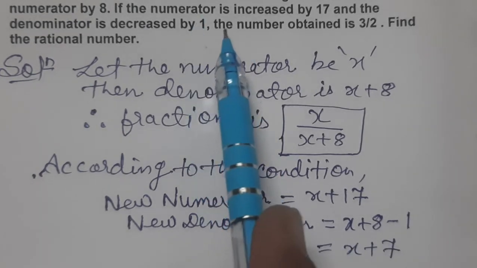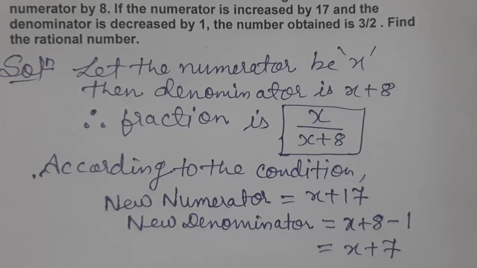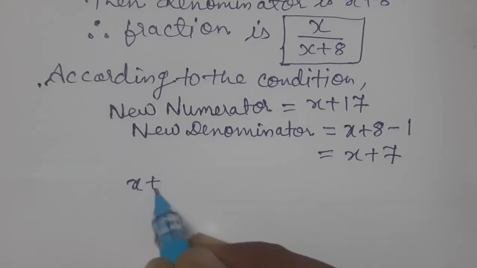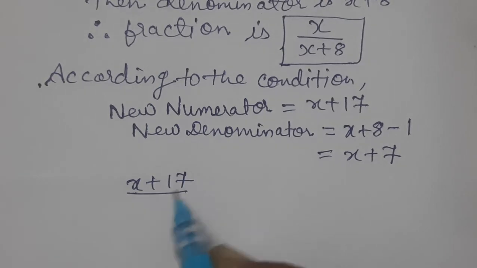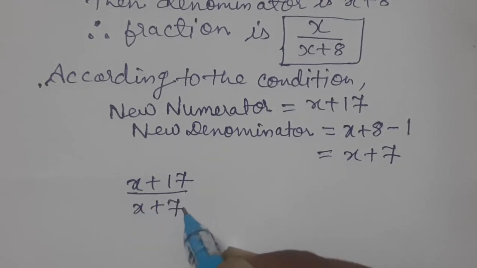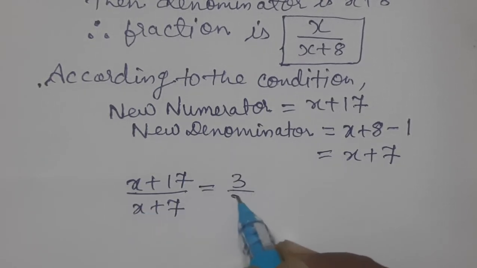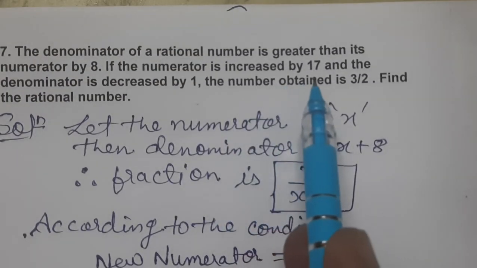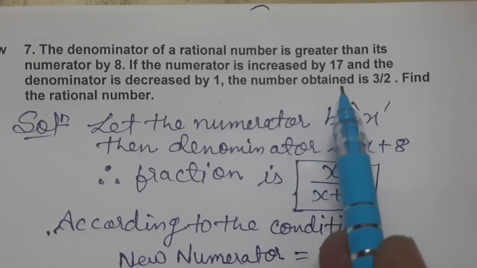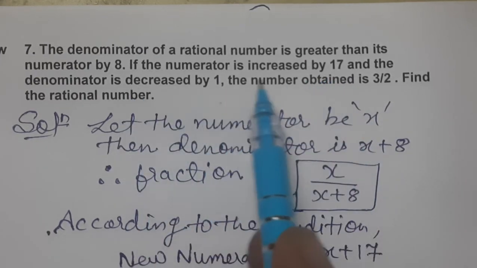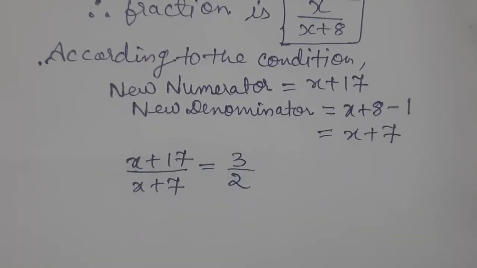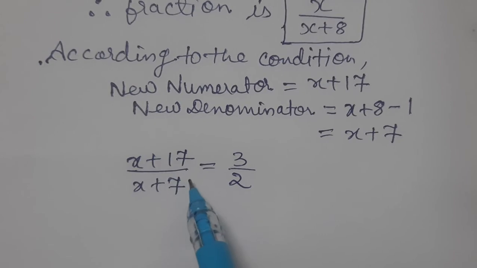Now read again. The number obtained is 3 by 2 now. Means the fraction obtained is 3 by 2 now. So what is new numerator? X plus 17. What is new denominator? X plus 7. The fraction now obtained is 3 by 2. It is given in the question. If we do this condition, the numerator is increased and denominator decreased, the number obtained is 3 by 2. That means this fraction now equals to 3 by 2. Now we got the equation.